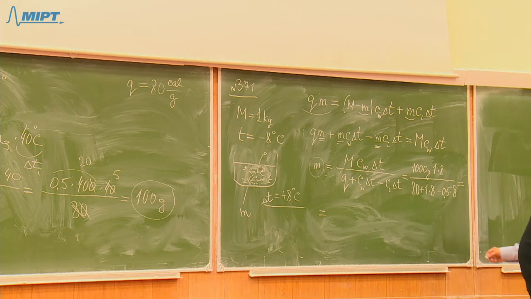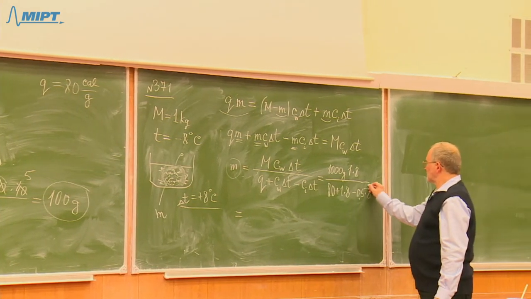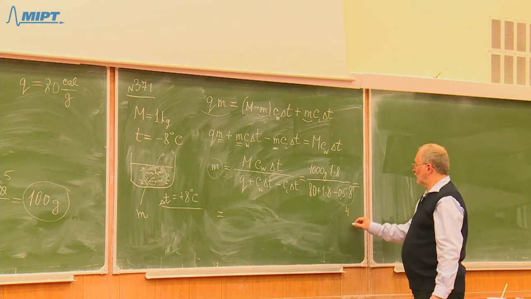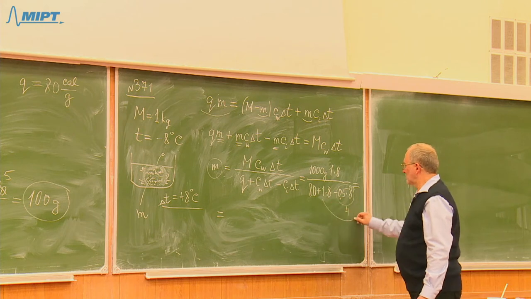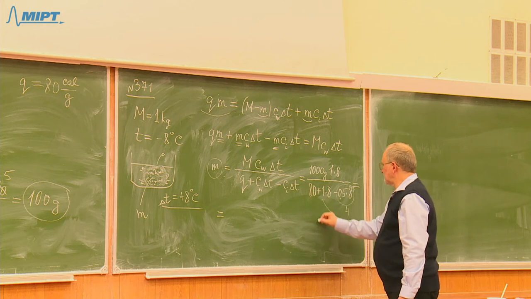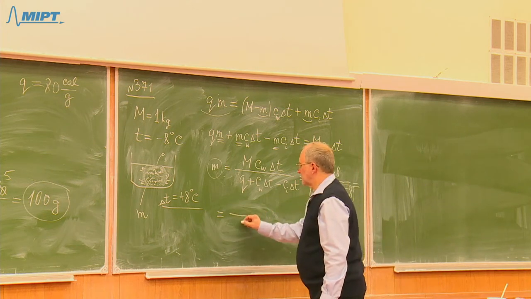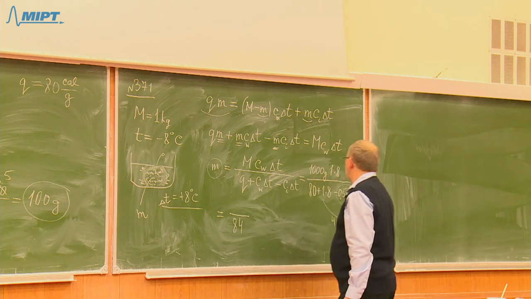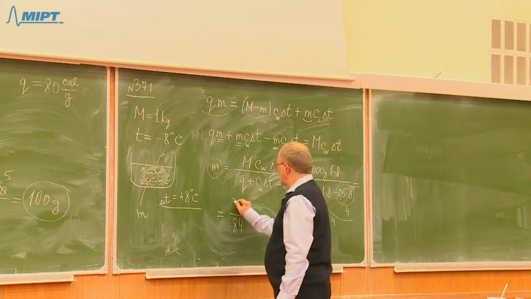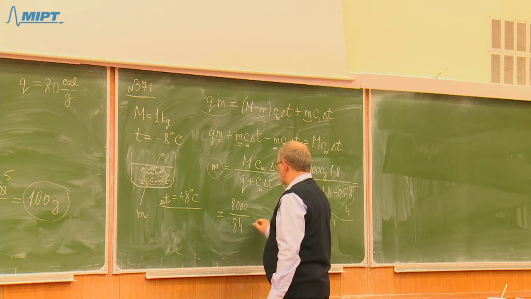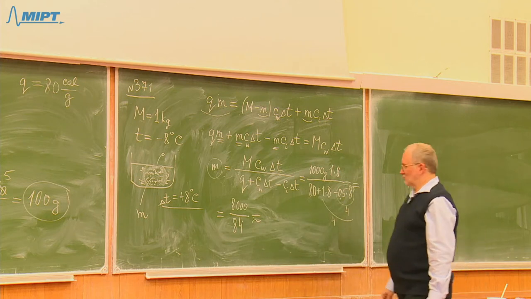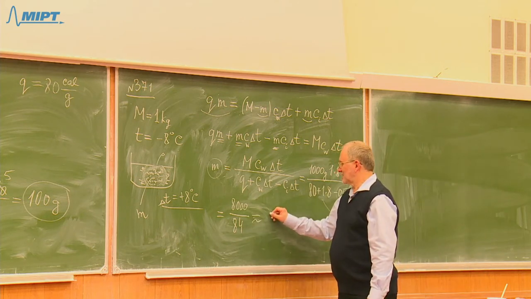Well, it's not difficult to calculate it. This will give you 8 times 0.5, that will be 4. 8 minus 4 will be 4, and 80 plus 4 will be 84. So the denominator is 84, and the numerator is 8 times 1,000, that is 8,000. Well, roughly speaking, it's 100 grams.